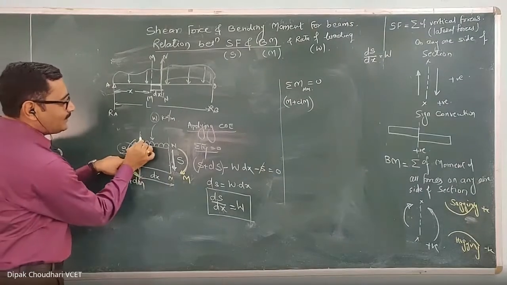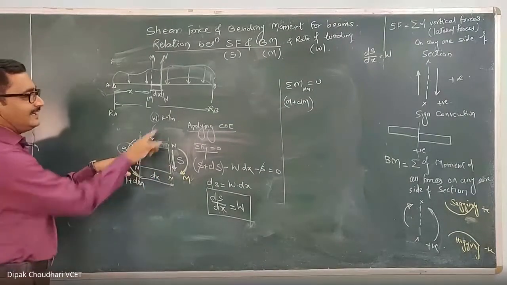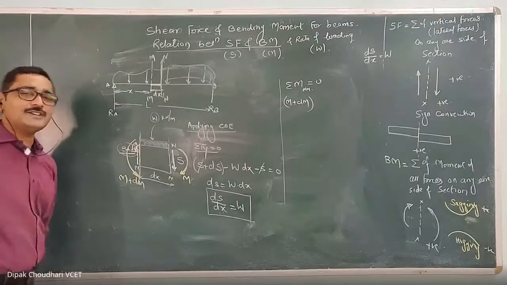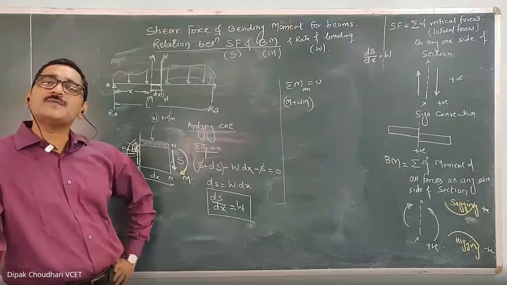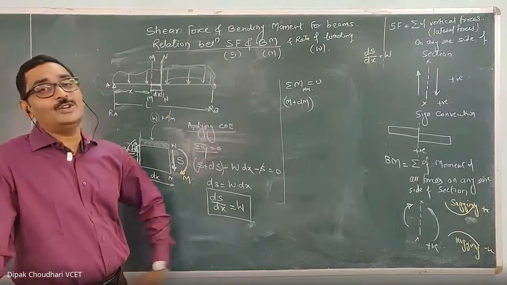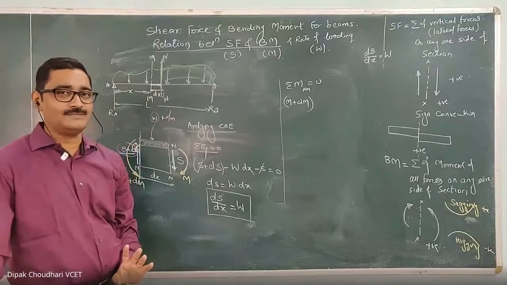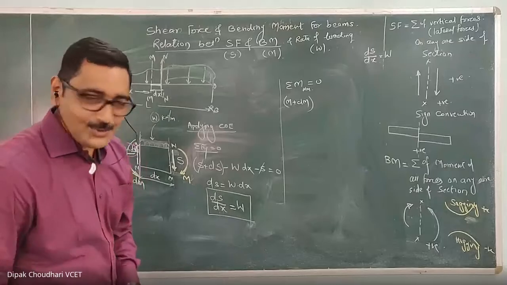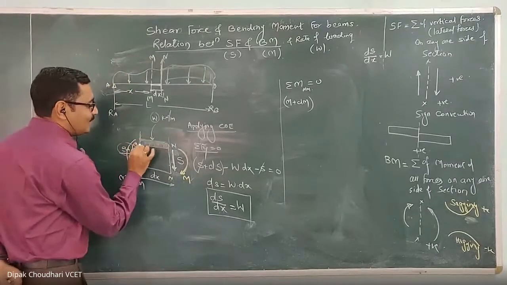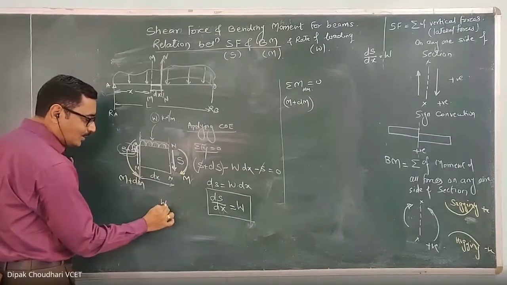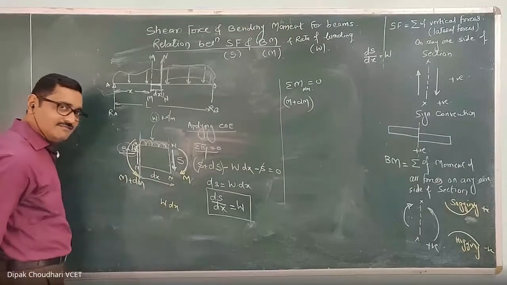Now what is the moment of this UDL? Intensity is W spread over a length of dx. In the very first lecture I told you that while drawing the shear force and bending moment diagram, don't convert this distributed load into the physical equivalent point load. You have to do that, but mentally. So what I am going to do here: intensity of the load is W spread over length of dx. So what is the equivalent point load? It is W into dx. This is the equivalent point load.